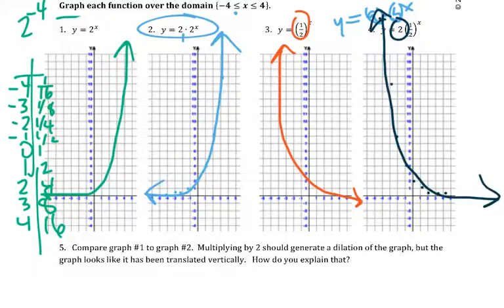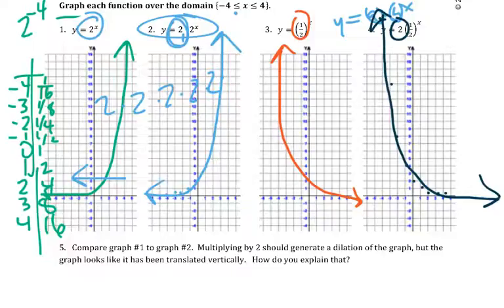Okay. Then 5 says compare graph number 1 to number 2. It says multiplying by 2 should generate a dilation of the graph. Dilation is basically just making it bigger. But it looks like it's been translated vertically. How do you explain that? Well, if we think about this, 2 to the x is just 2 times 2 times 2 times 2. Starting out by timesing it by 2, one extra one just shifted it, essentially. Okay, vertically, or you could even say it shifted it back by 2. Okay, it's probably the best way you can explain it.